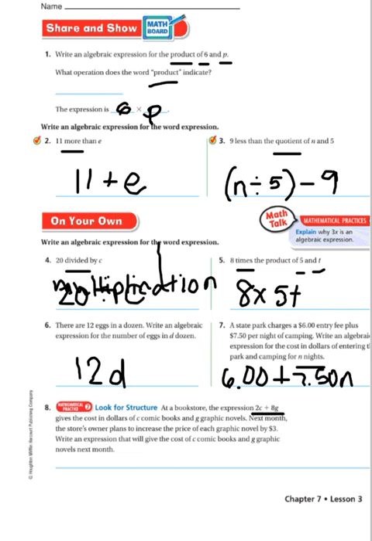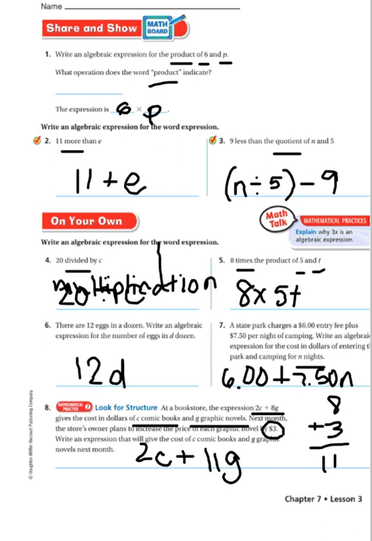Here's your expression. C stands for comic books. G stands for graphic novels. The graphic novels are going to be raised by $3, but it doesn't say anything about the comic books being raised. So we're going to keep that the same. 2C plus, it used to be 8G, but we need to raise that by $3. So 8 plus 3 is 11. 2C plus 11G. That is going to be your algebraic expression there.